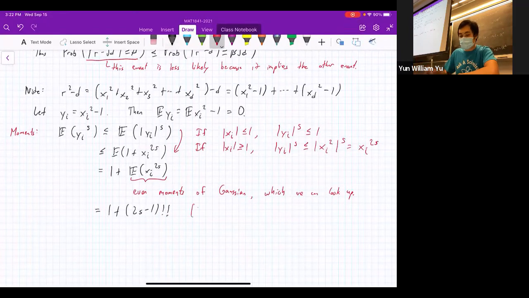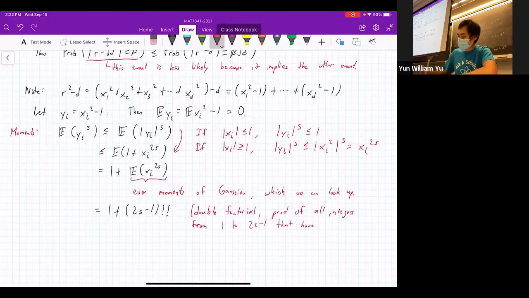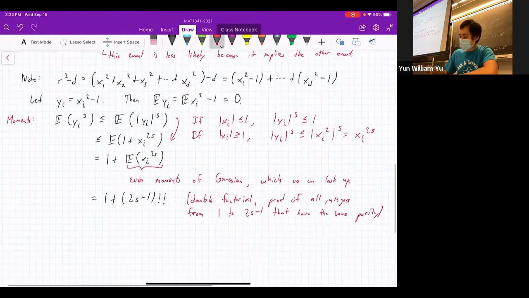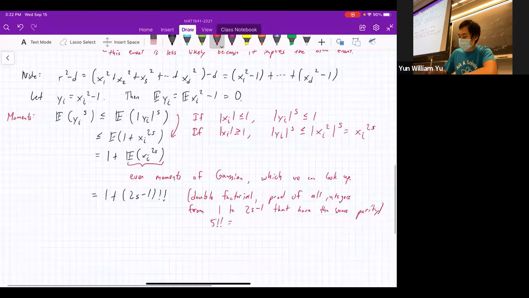If you guys haven't seen this notation, the double factorial does not mean you take the factorial twice. That is not what it means. It means that you're taking the product of all integers from 1 to 2s minus 1 that have the same parity. So we get things like 5 double factorial is equal to 5 times 3 times 1, which is 15, or 7 double factorial is equal to 7 times 5 times 3, which is 105.